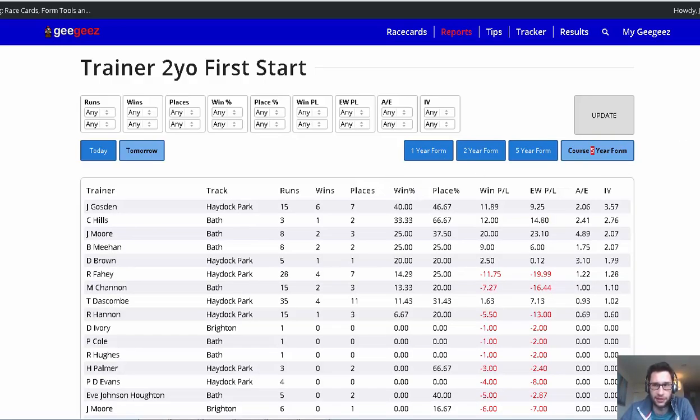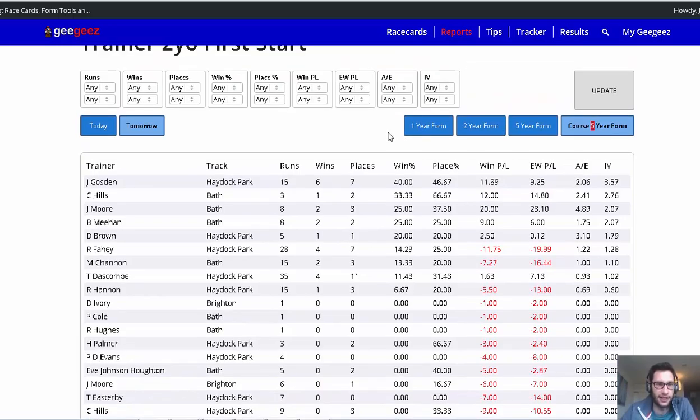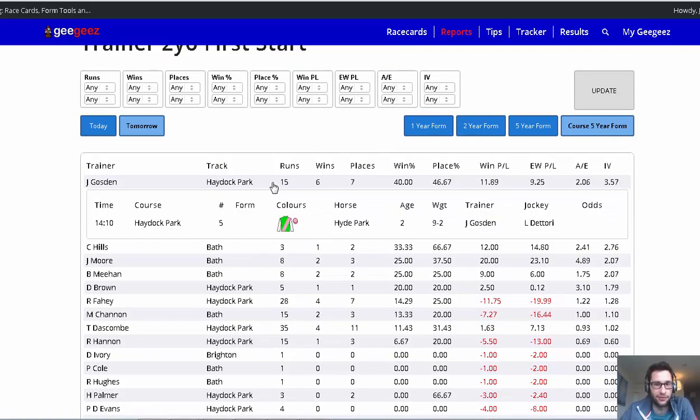If I put win percentage, we can see John Gosden sent out 15 2-year-olds first time in the last 5 years at Haydock. 6 have won, 7 have placed. That's decent enough profit. They're performing 106% above market expectations. Those kind of stats are decent, and I am just noting them down as I did yesterday, and I'll make a note, wait for the market before, maybe have a look. But they're a solid set of stats.